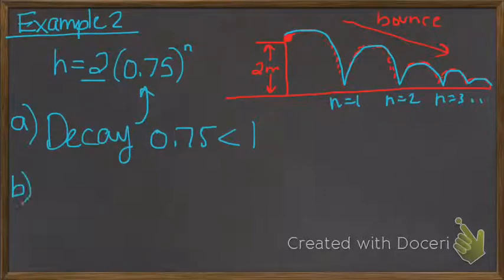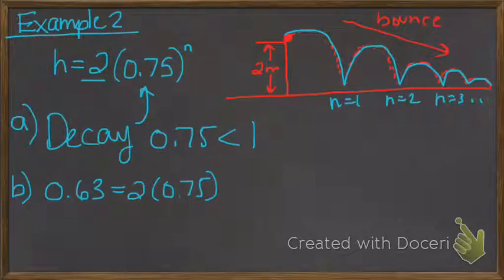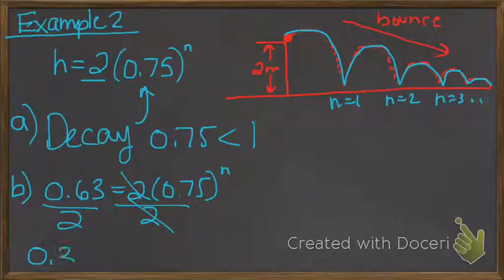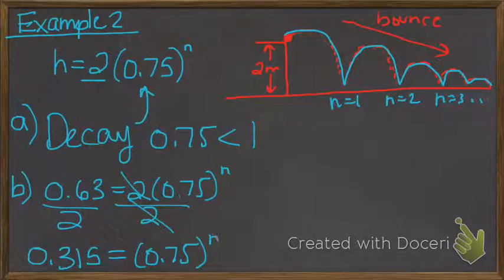If we look at B, I'm asking you after which bounce does the ball reach a height of 0.63 meters? Well, that is the height I'm looking for, so we can go ahead and plug that in for h. 0.63 equals 2 times 0.75 to the power of n. Let's solve this exponential equation, just like we did in example 1. We'll use logarithms. Start by dividing out that initial value. Divide both sides by 2. And after we do that, we get a value of 0.315, which equals 0.75 to the power of n.